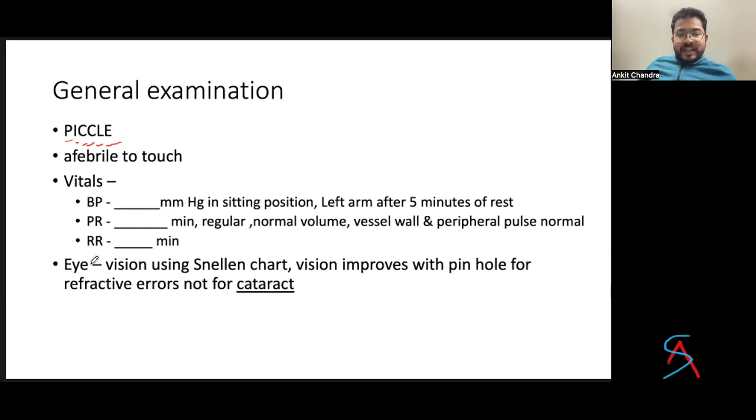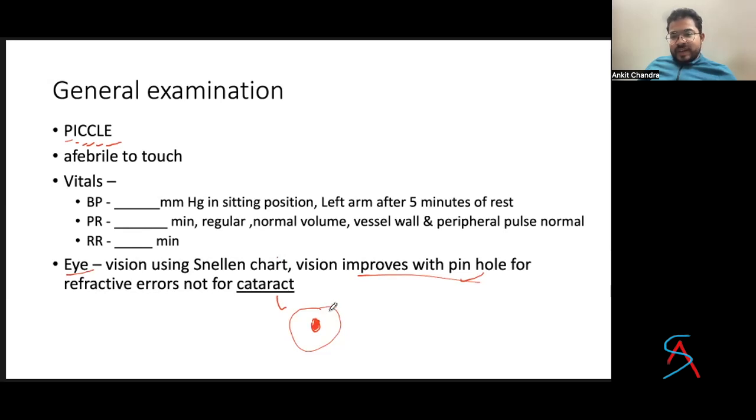And in the eye, if you have a vision chart, look for the vision in both eyes, and also whether the vision improves with a pinhole or not, because if it improves with the pinhole, then it mostly relates to refractive error, not cataract. For cataract, the lens would be a little opaque, and the color may vary from grayish to white.